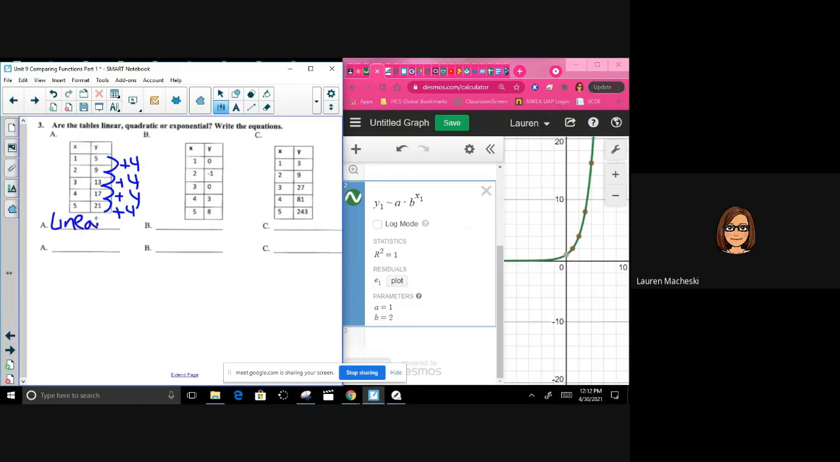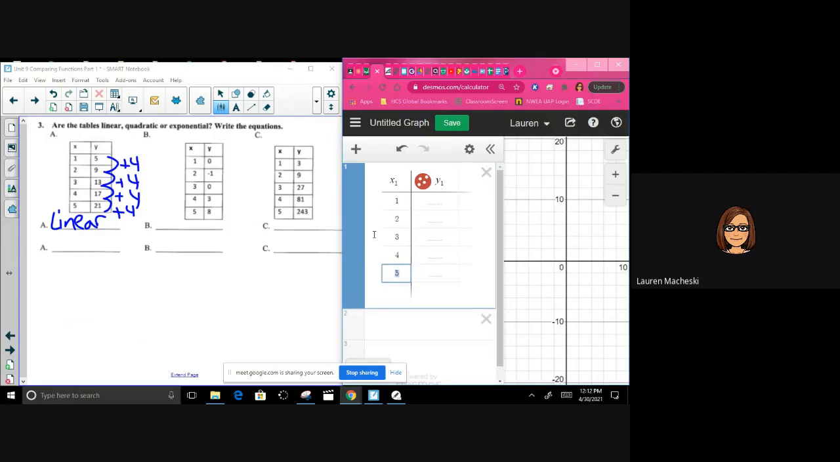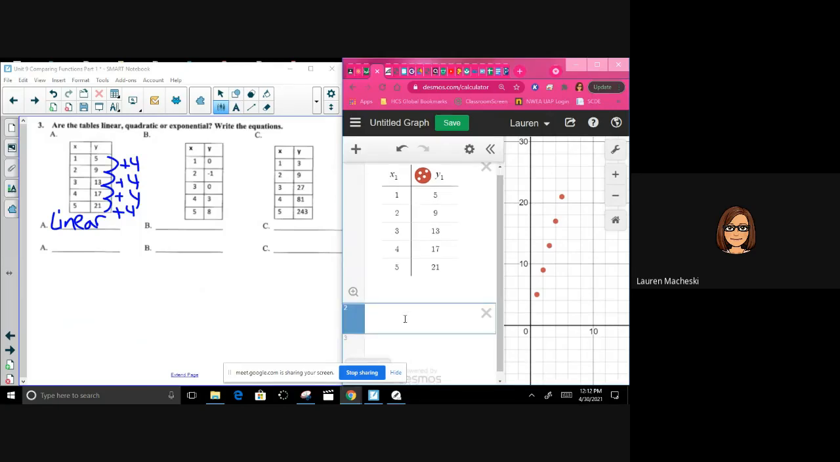And once I decide that, don't forget, the calculator does it. So clear out anything you may have there. Make a new table. And you can tell, scroll around, see your points. I can tell they're linear. How do I make my calculator write the equation? What do I put in? You can refresh me.